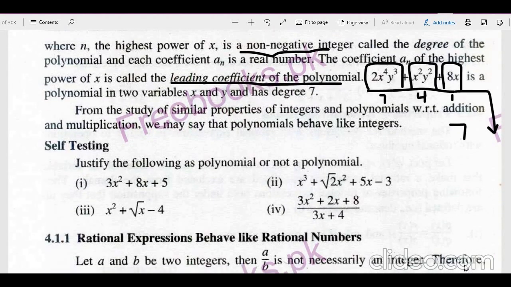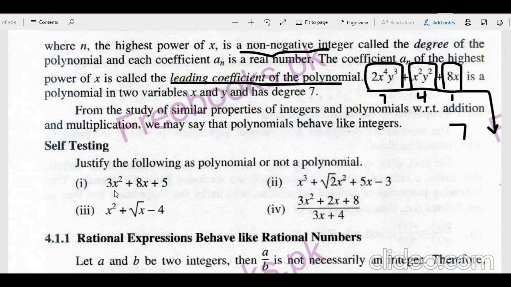Self-testing. Justify the following as polynomials or not. Just justify whether these are polynomials or not. First one, 3x square plus 8x plus 5. For a polynomial, what are the conditions? In an algebraic expression, the exponent must be 0 or a positive integer.